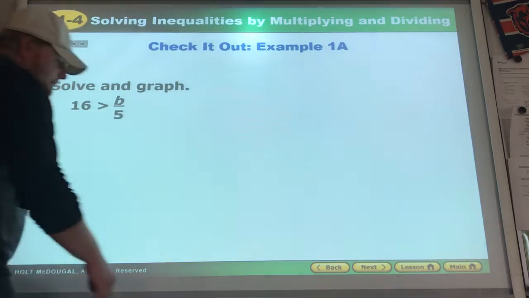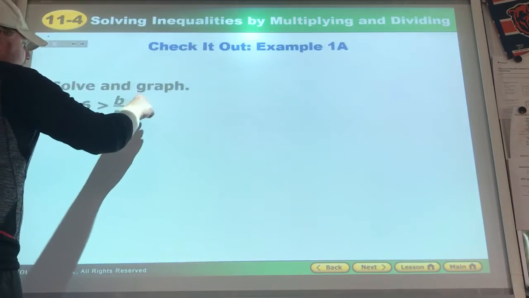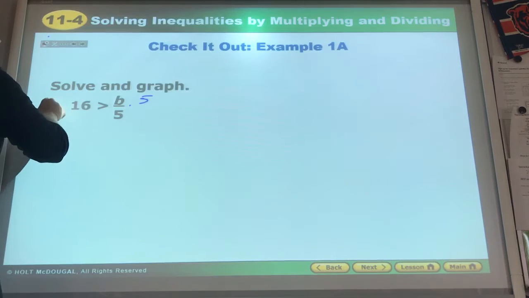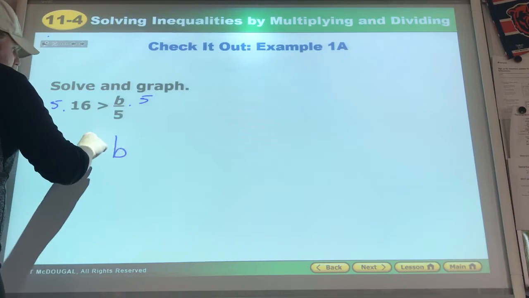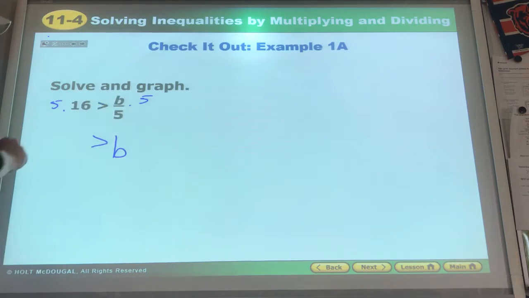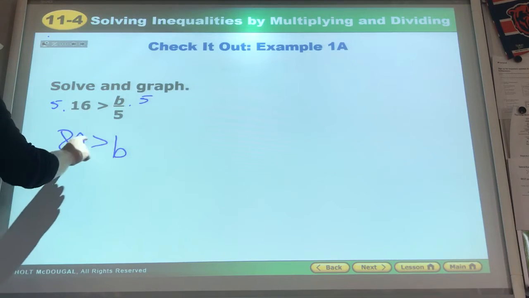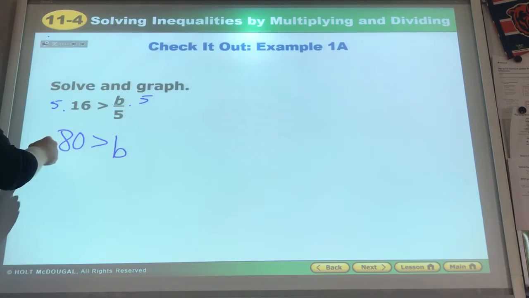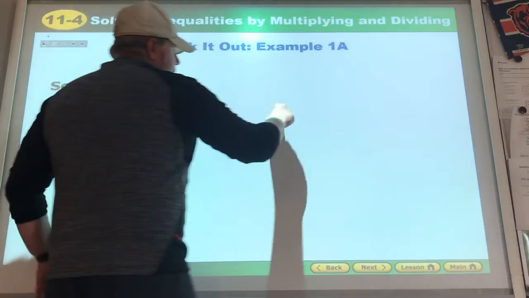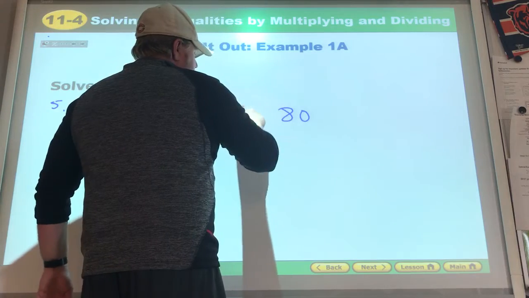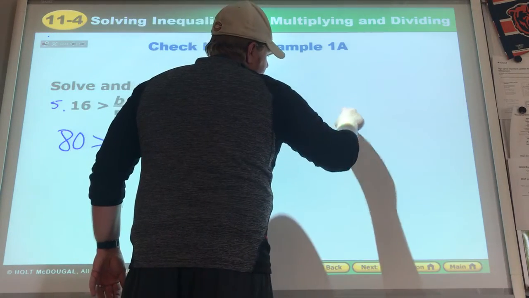Solve and graph. Multiply by 5, multiply by 5. b, we can keep it the same because it was not a negative that we multiplied by. It's 30 and 50, that's 80. 80 is greater than b, or b is less than 80. So, like before, we put our 80 up here, put a 79, and we put an 81.